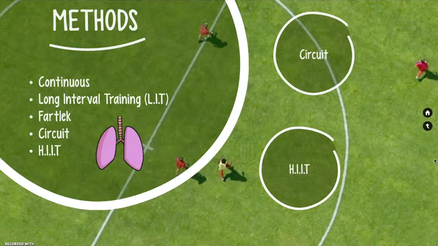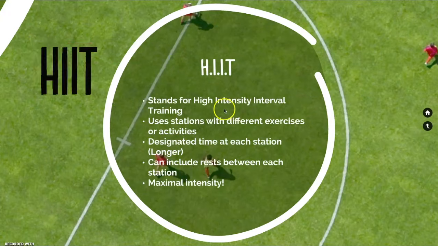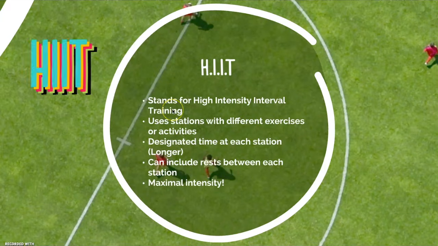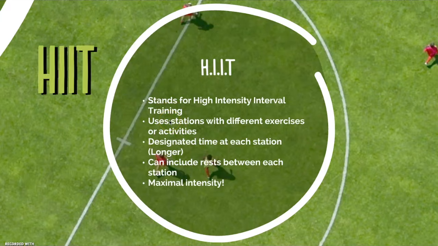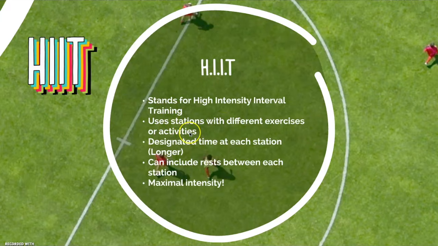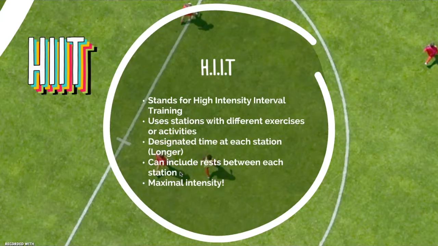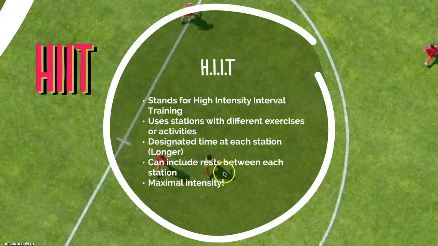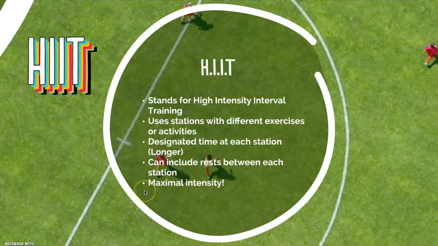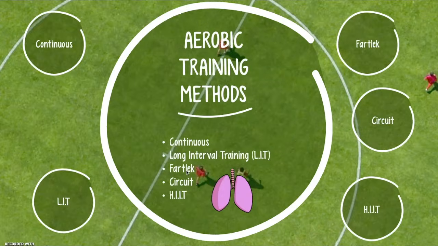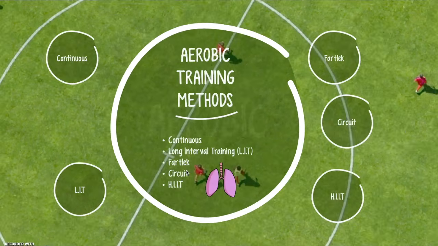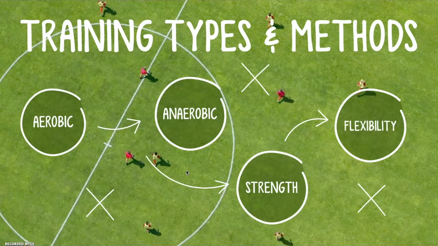And finally, we have HIIT training, which stands for high intensity interval training. Again, this is similar to circuit training by using stations with different exercises and activities. The key point here is, unlike circuit training, high intensity interval training relies on using maximal intensity at each station. So they are the aerobic training methods within the aerobic training type.